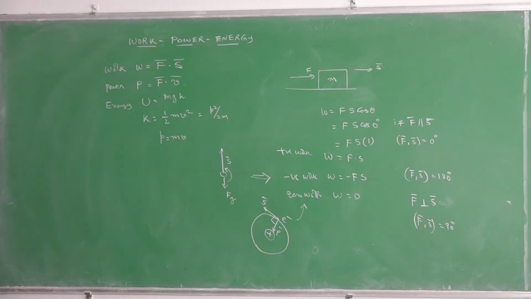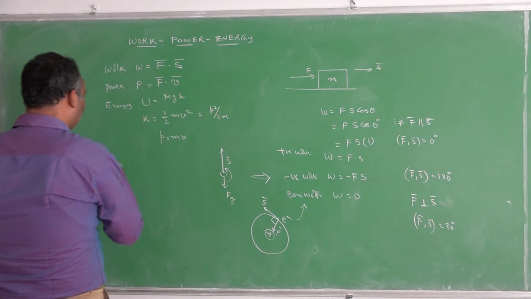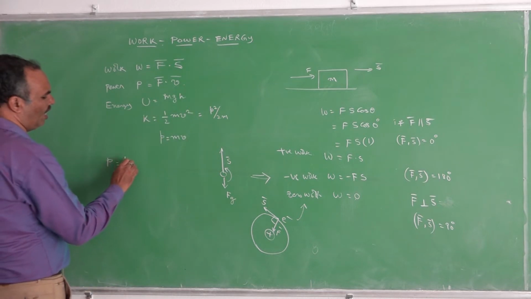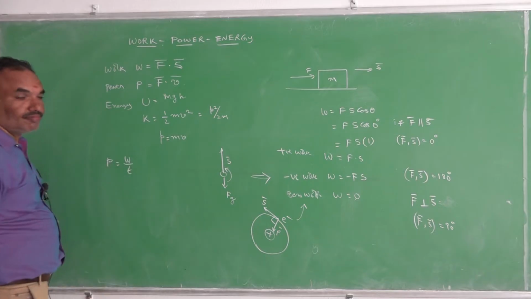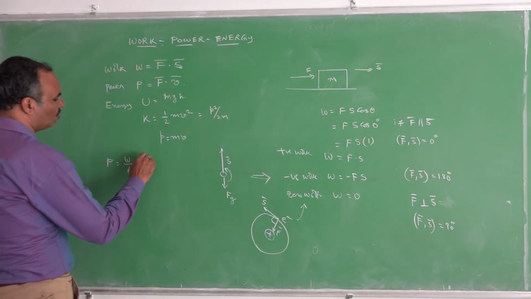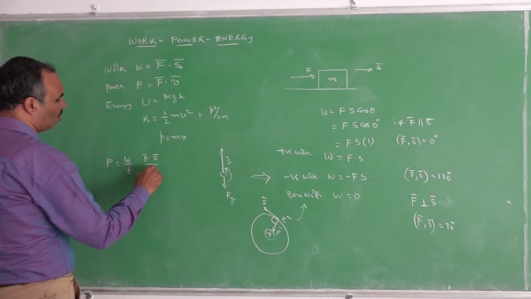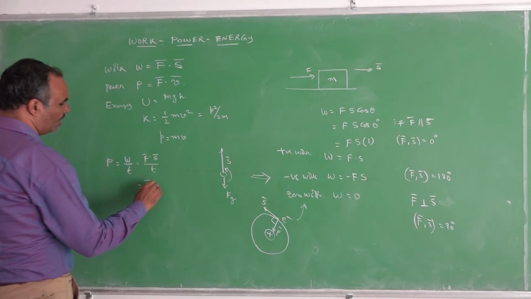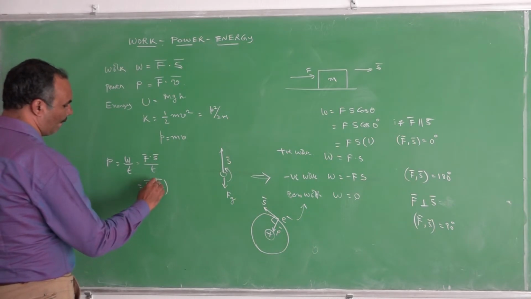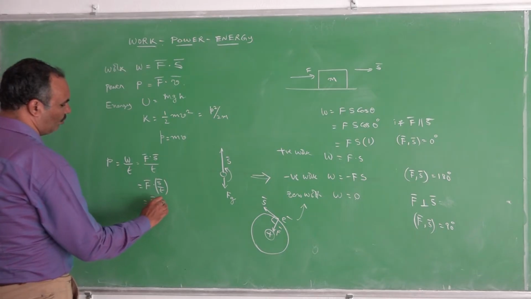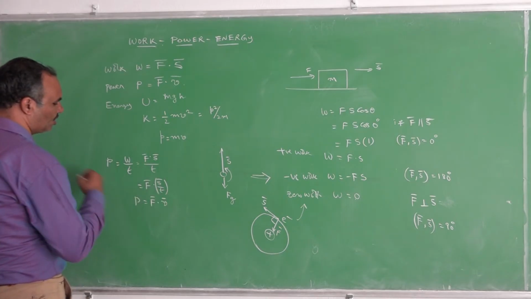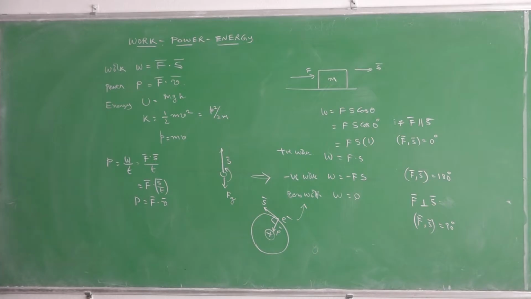So this is about the basic idea of work, power and energy. Energy and power we can define like this. Power is nothing but rate of doing work. Rate of doing work means F bar dot S bar by t. You can write it as F bar dot S bar by t, F bar dot V bar. This is the power. Power is the dot product of force and velocity. Rate of doing work is defined as power.